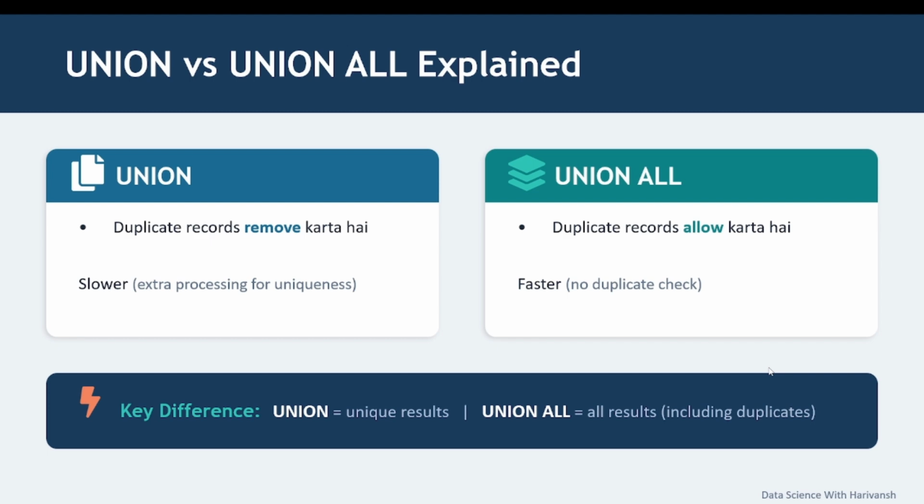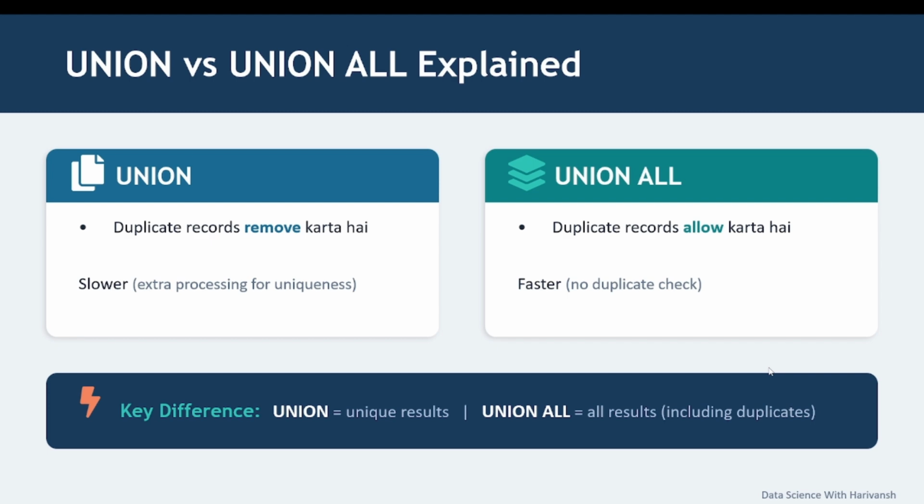Union all is the preferred choice whenever you know that your data does not contain duplicates, or when duplicates are acceptable and even expected. For example, when appending monthly transaction records from separate tables where each month's data is distinct.